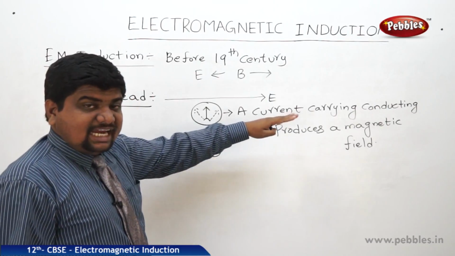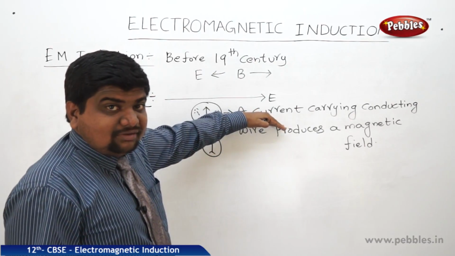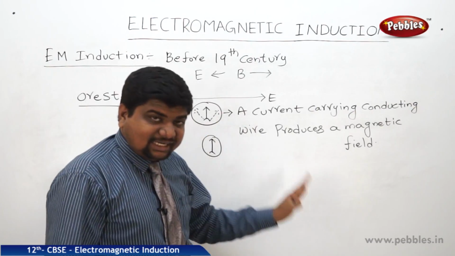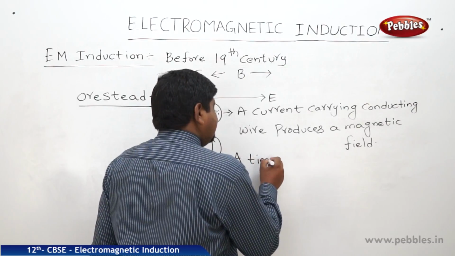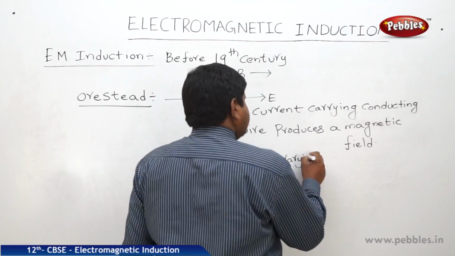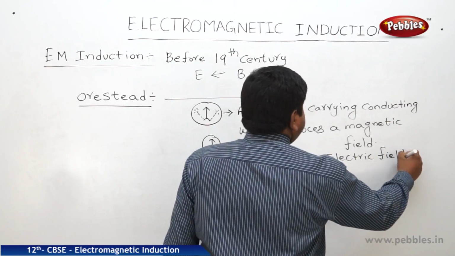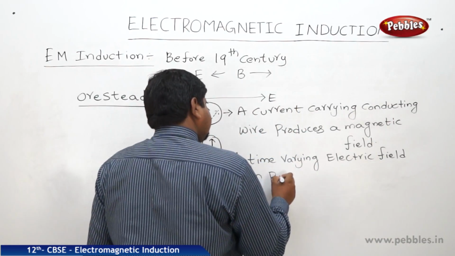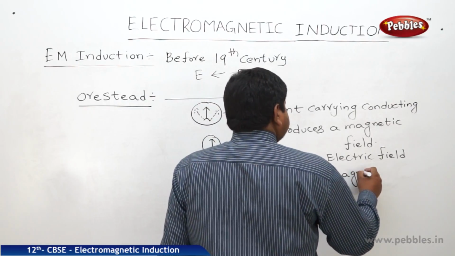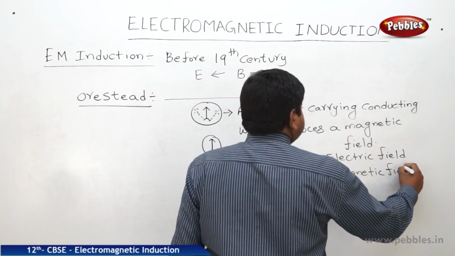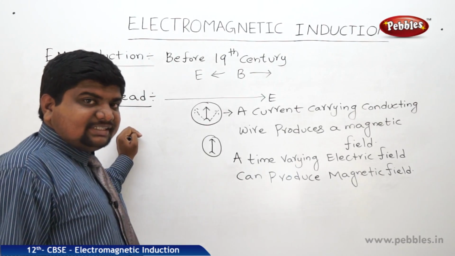This statement, in later years, became like this: a current or electric field which is varying with time, a time varying electric field, can produce a magnetic field. This is the observation by Oersted, a great scientist.